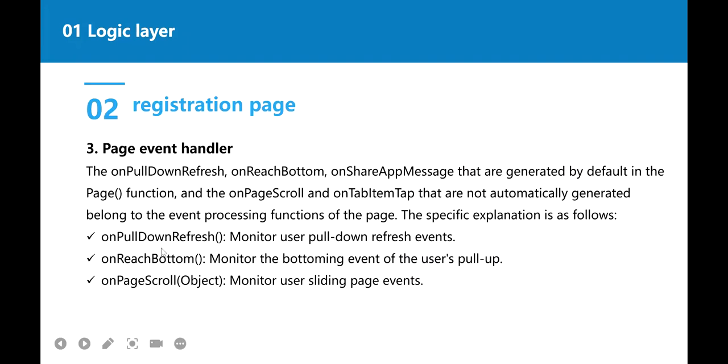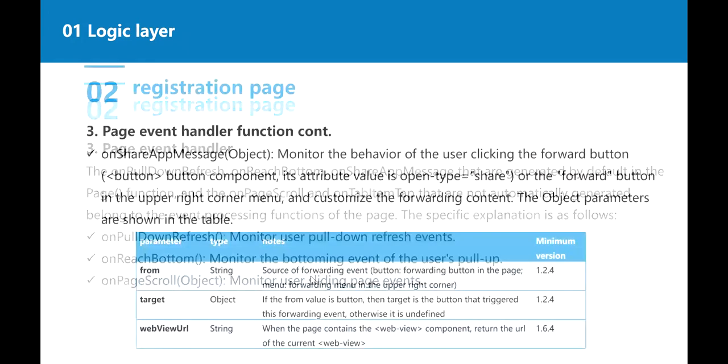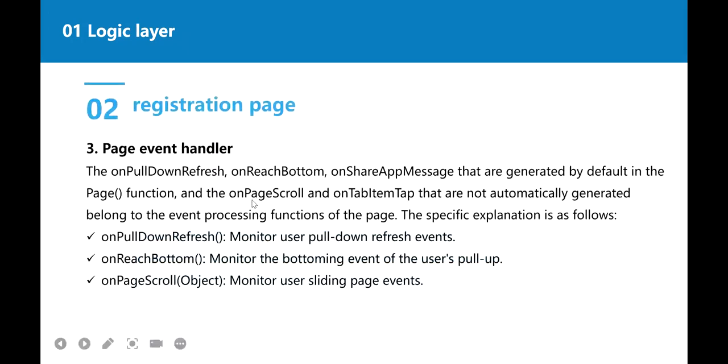onPullDownRefresh is to monitor user pull down refresh events, onReachBottom to monitor the reach bottom event of the user's pull down, onPageScroll to monitor user sliding page events. We'll see these functions in detail with our examples.